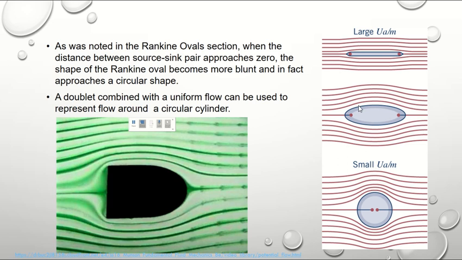in the previous lecture for the Rankine oval, we have a separated distance between the origin and the source and sink, which is defined as a. When this distance approaches 0 for the source and sink, the Rankine shape will change to a circular shape. So that's why for this combination, a doublet combined with a uniform flow can be used to represent a flow around a circular cylinder.